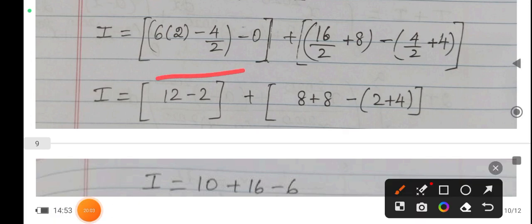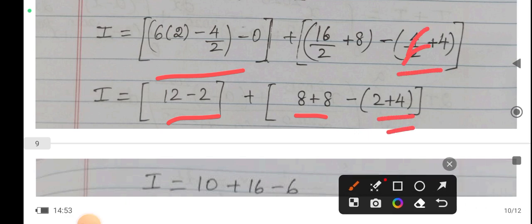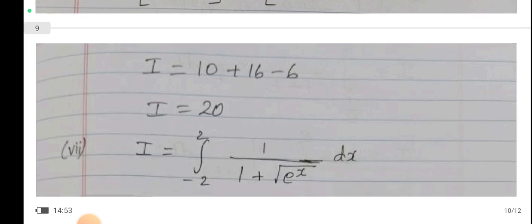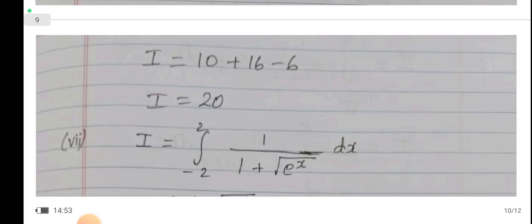So simplify, we're getting 12 minus 2. Here 8 plus 8, and if you cancel here, 2 plus 4. So normal simplification, upper limit minus lower limit. So at last we're getting 20 as the answer.